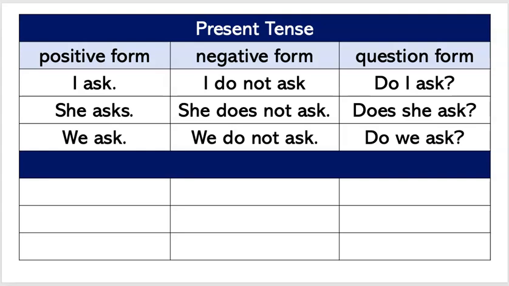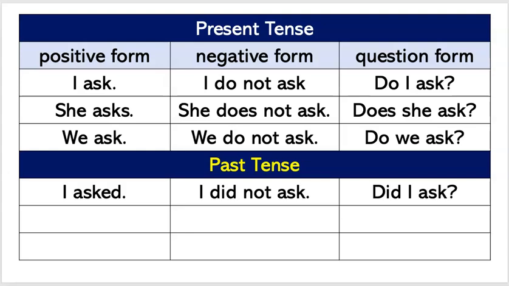Now let's look at the past tense. I asked, I did not ask, did I ask? You will notice that in the affirmative form, ask becomes asked. In the negative and question form, we need to use our helper verb do. In the present tense, we use do and does. In the past tense, it's even easier as we only use the word did.